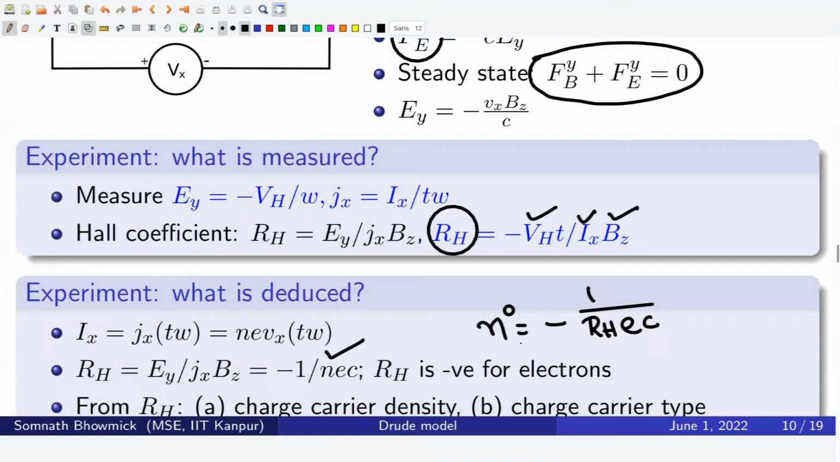Now, we can easily estimate the charge carrier density n from the crystal structure data. So what we are going to do is that we will see what are the values of n_0 we get from the experiment, and what are the values we calculate from crystal structure data, and we will try to compare them. But before that, let us derive this term from Drude model.